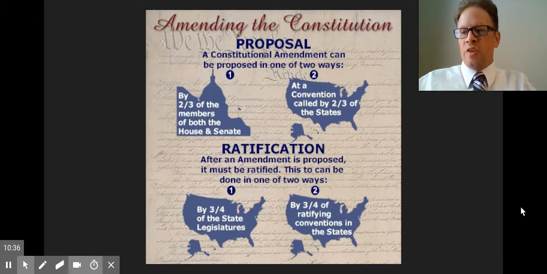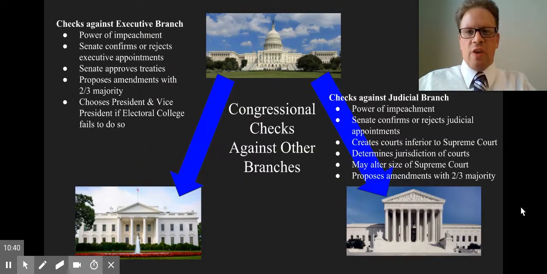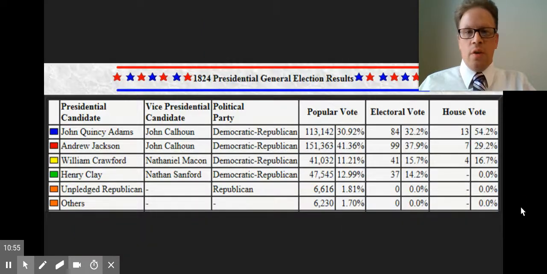Congress also has a few electoral powers, which I should also point out are very rarely used. If the Electoral College fails to select a president and vice president, then the House, voting by states, chooses the president, and the Senate, voting individually, chooses the vice president. So here's an instance of one of those times that it actually did go to the House of Representatives to pick the president.